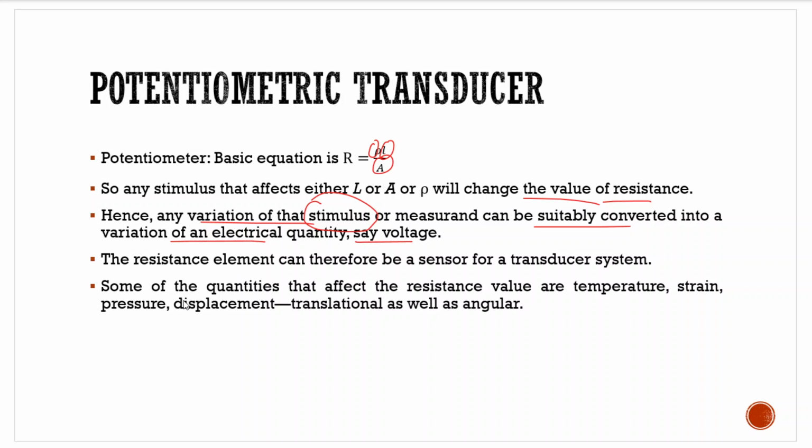So, what are the quantities that actually cause change in resistance? Temperature causes a change in resistance, as do strain, pressure, and displacement, be it translational or angular, and angular or translational forces. All these will cause a change in resistance, and according to that change in resistance, we can say the proportional amount of pressure, displacement, force, etcetera, that was applied to this system.